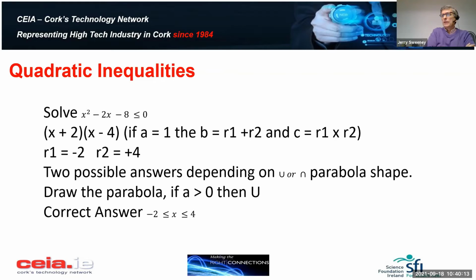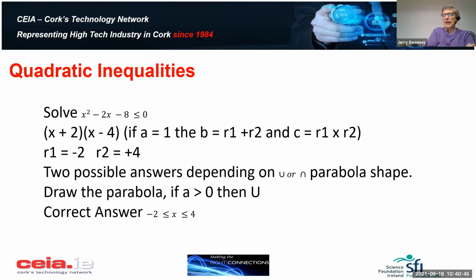So there are two possible answers depending upon whether the parabola is a U or a hat. And I've told you the rule already. If the a coefficient is positive, then it's a cup. If the a coefficient is negative, then it's a hat. So we're looking for where it's less than or equal to 0. And what you will notice is that because it's a cup, then between minus 2 and plus 4, it's less than or equal to 0.